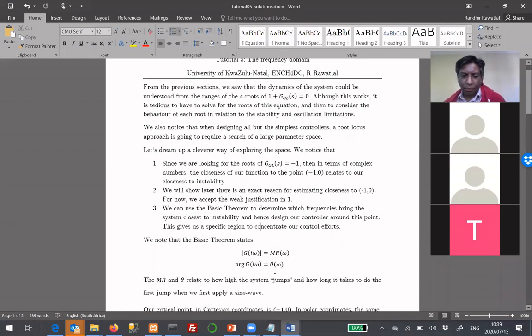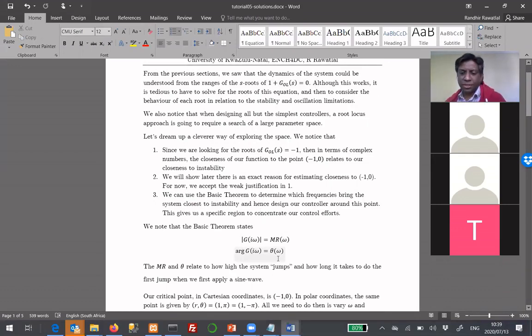So remember, when we looked at the linear responses, we said that the magnitude ratio was how far the system jumped. If you are applying a fixed sine wave, then the system will jump initially in response to that sine wave, and then it will steady out to its own sine wave. So we are concerned about that first jump. The magnitude ratio relates to how far that first jump is going to be, and the phase angle relates to how long it's going to take before it gives us that complete first jump.